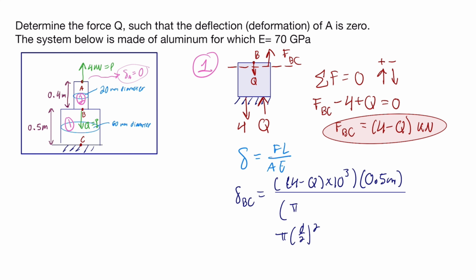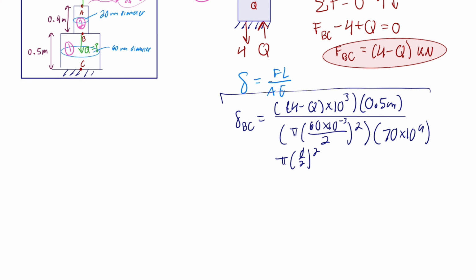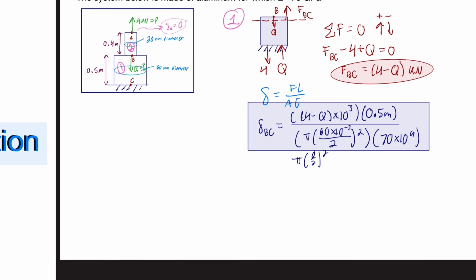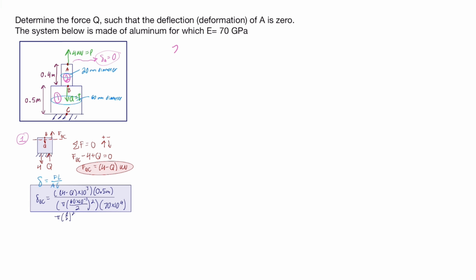So then it will be pi times 60, then the unit conversion, so 10 to the negative 3 power, over 2 squared, times the modulus of elasticity, which is 70 times 10 to the 9th for unit conversion. So we will be using this to solve for the problem. We can now move on to calculate for the second part.